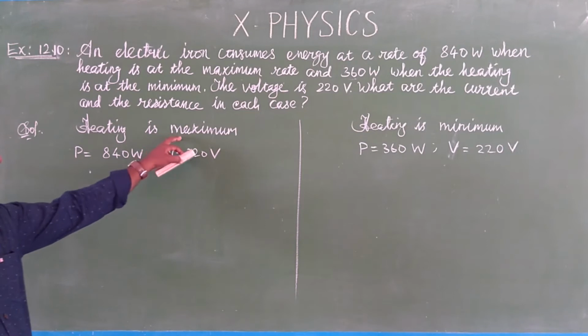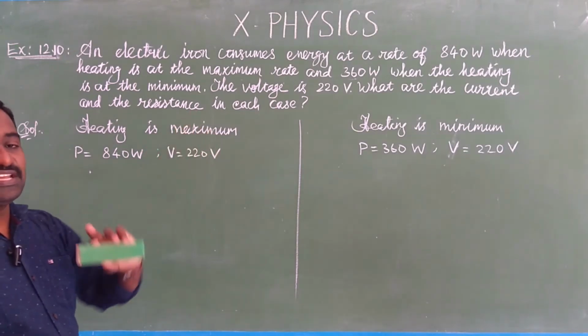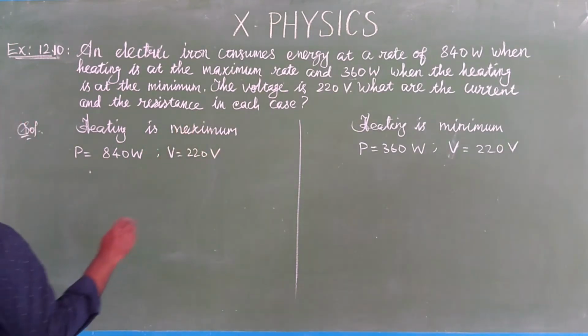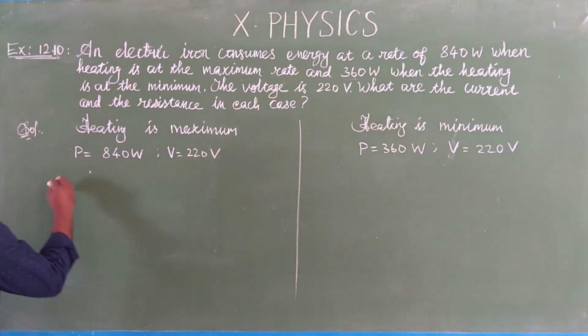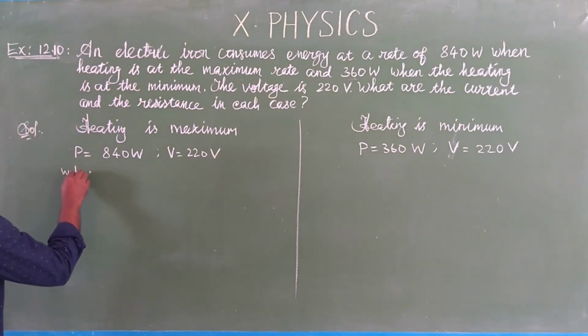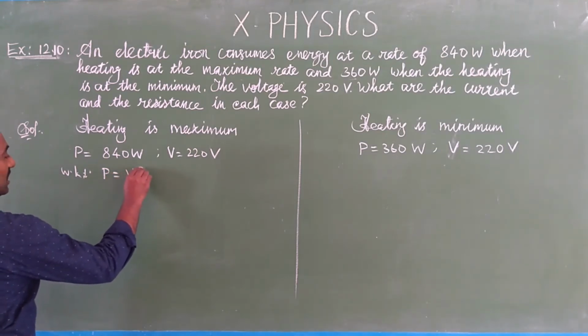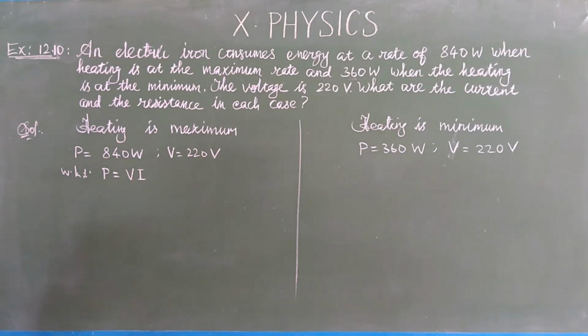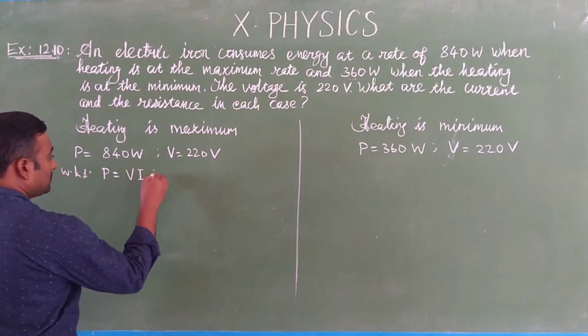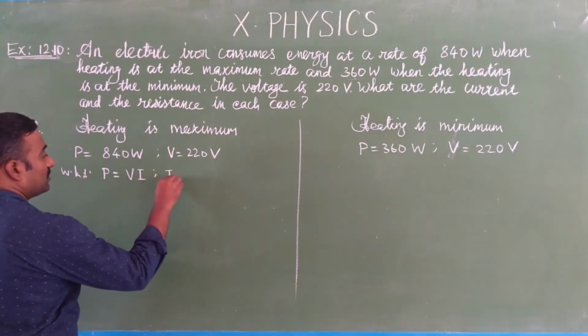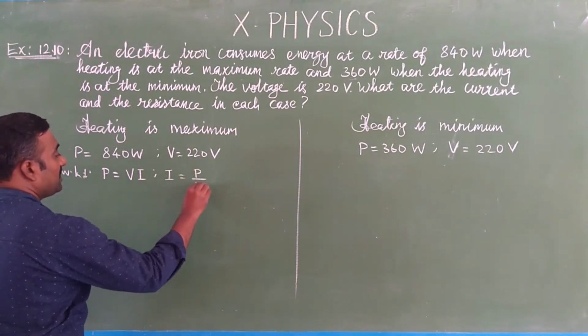So for both the cases, heating is maximum and heating is minimum, we want to find the current and the resistance. We know already power is a product of applied potential and the current. So from this, we want to find the current now. So I is equal to P by V.